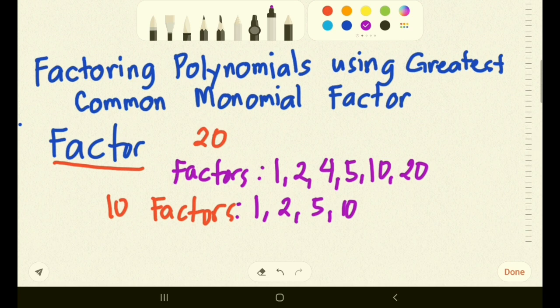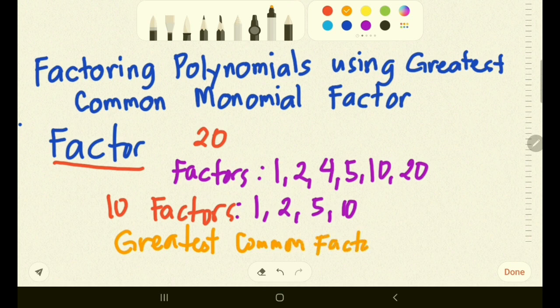So this method is the listing method. You list all the factors. From these two numbers, 20 and 10, we're going to look at the common factor, that is the greatest common factor. What is the greatest common factor?